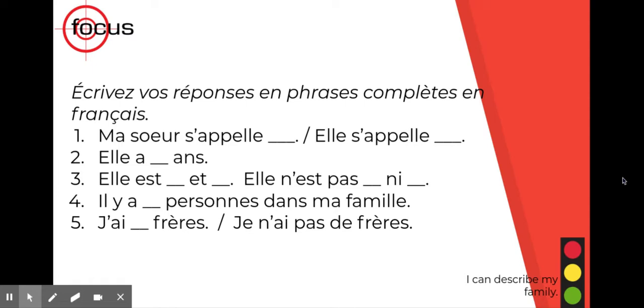So let's go ahead, color in our traffic light, rouge, jaune ou vert, for I can describe my family. So rouge, I am not getting this. I need some extra help. Jaune, I can do this looking at my notes. Vert, I've got this. I'm ready for our exam coming up. So colorier le feu. Color in your traffic light, for I can describe my family.